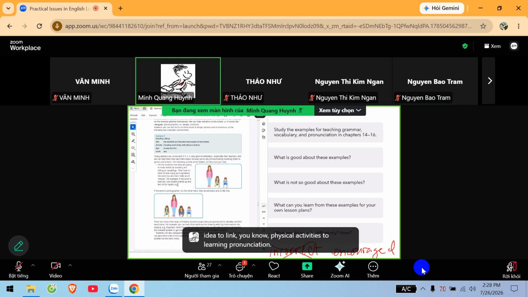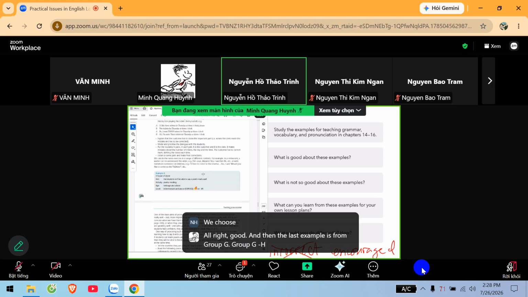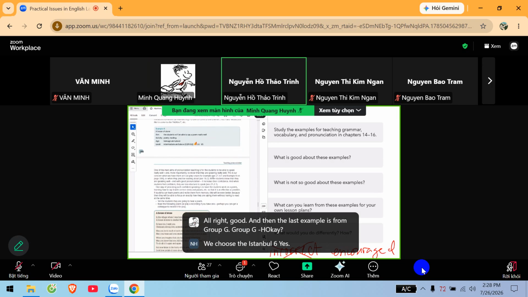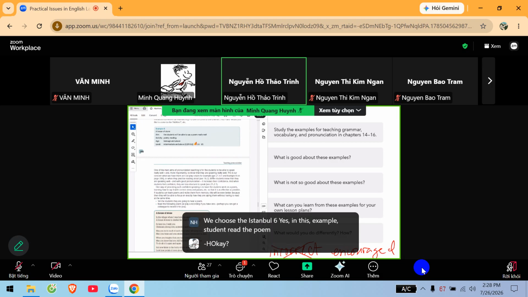All right, good. And then the last example is from Group G. We choose example 6. In this example, students will read the poem and work with intonation and stress.